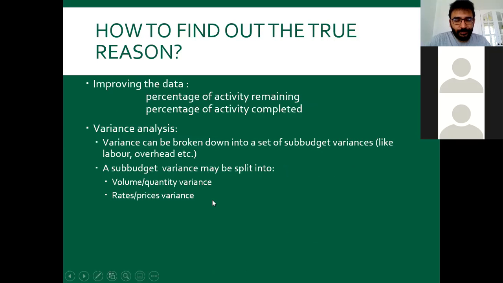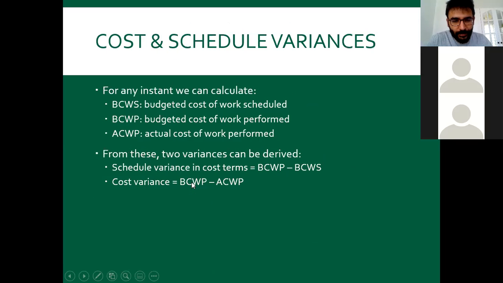So how to find out the true reason of the cost variance? So improving the data, percentage of activity remaining, percentage of activity completed. So variance analysis, variance can be broken down into a set of sub-budget variances like labor overhead, and so on.